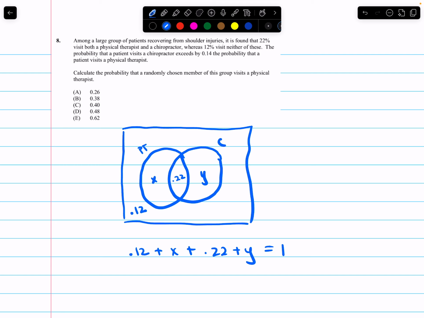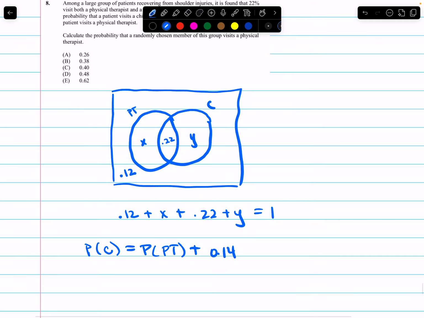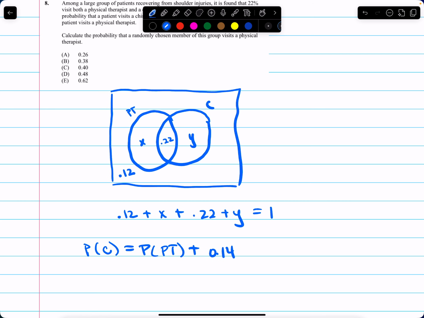It says the probability that the patient visits a chiropractor exceeds by 0.14 the probability that they visit a physical therapist. So the probability of a physical therapist plus 0.14. Okay, and so now we can actually use our picture yet again. So probability of C is going to be that right circle, so 0.22 plus Y equals the probability of PT, which is X plus 0.22, and then plus 0.14.